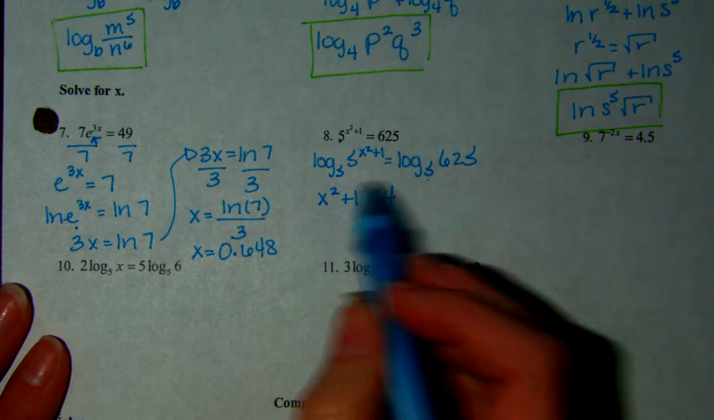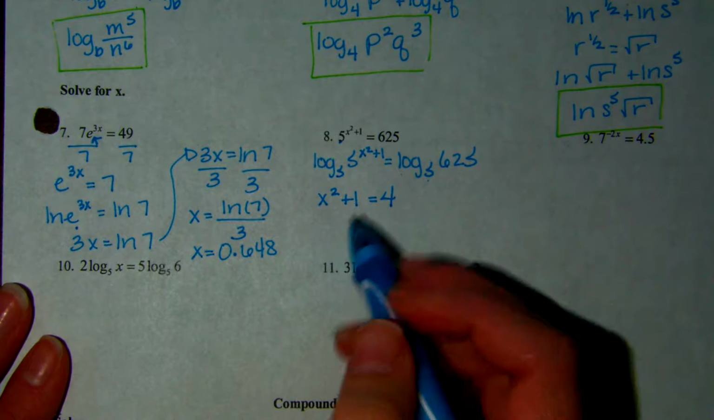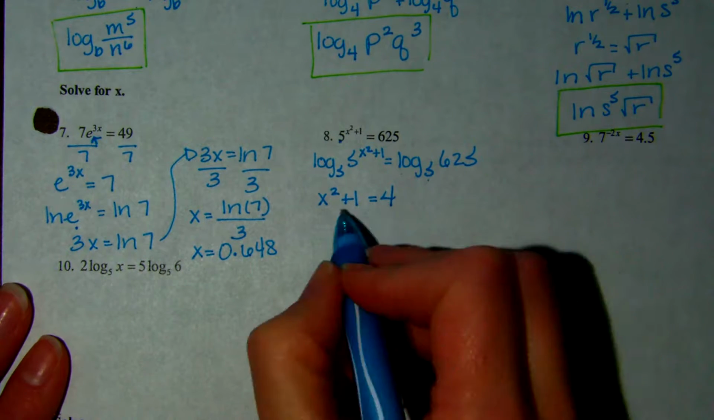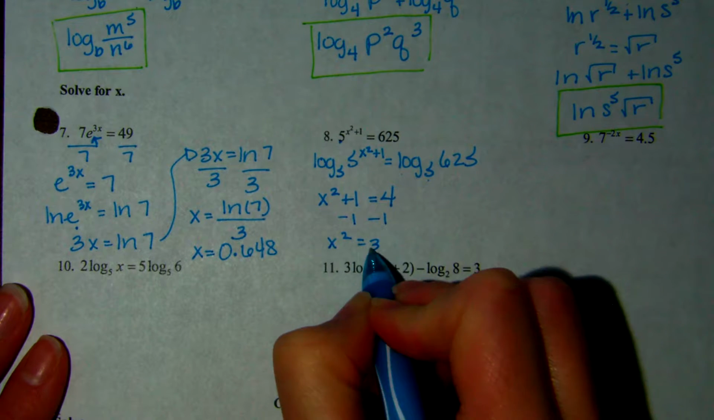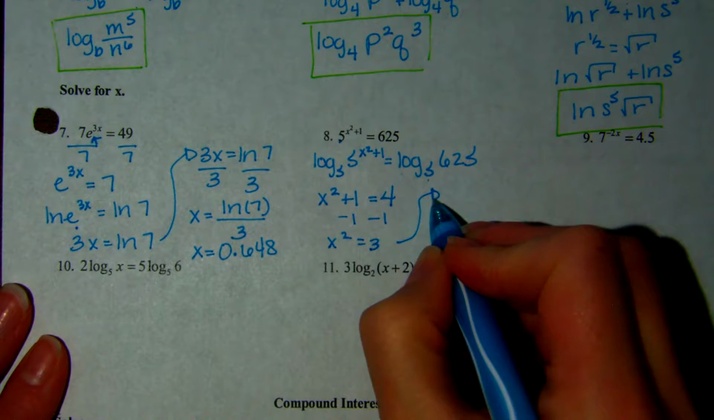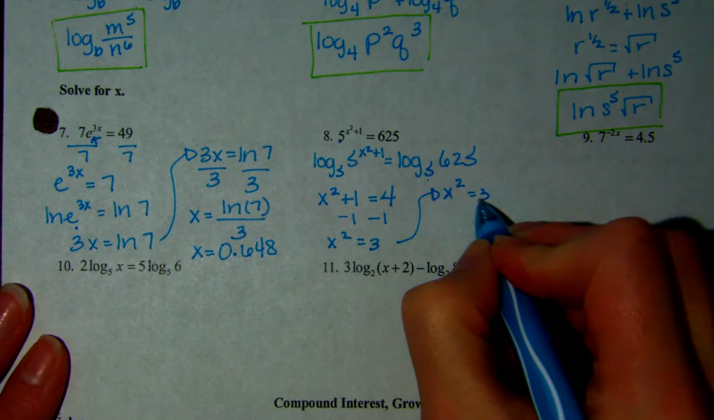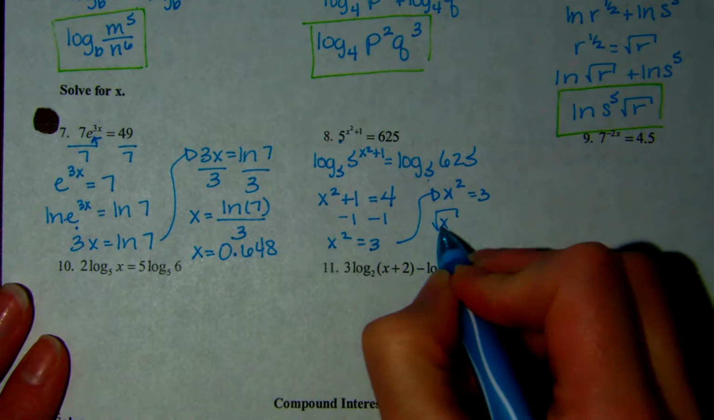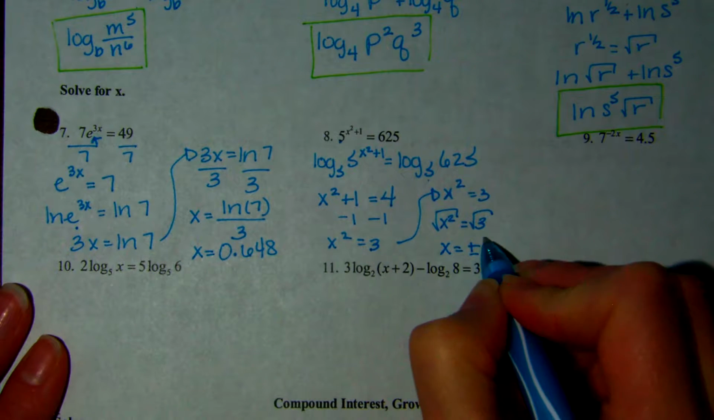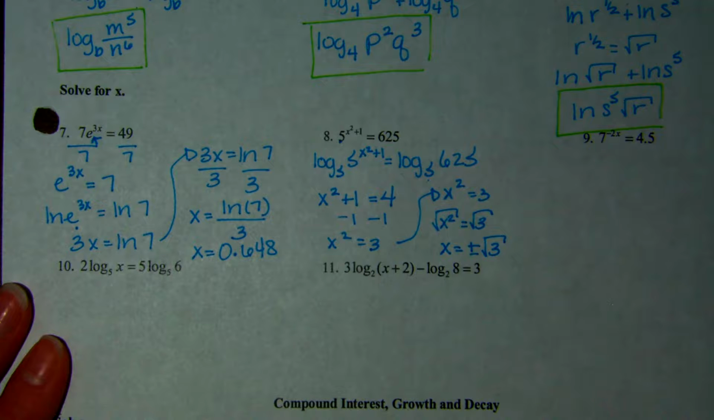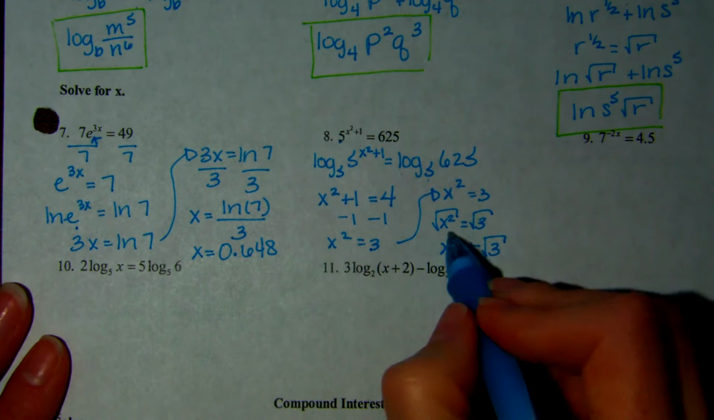This is a quadratic equation, but we can solve that. We just subtract 1 from both sides. And then take the square root of both sides. And so your answer is x equals positive or negative root 3.